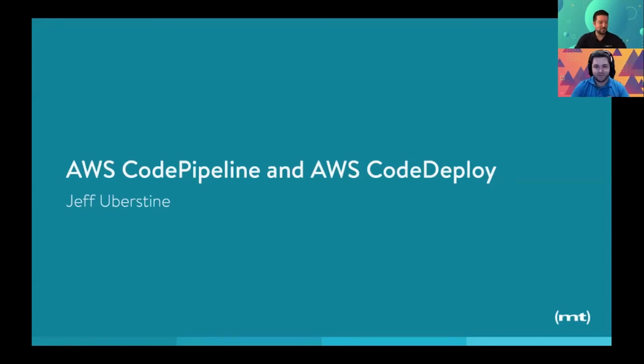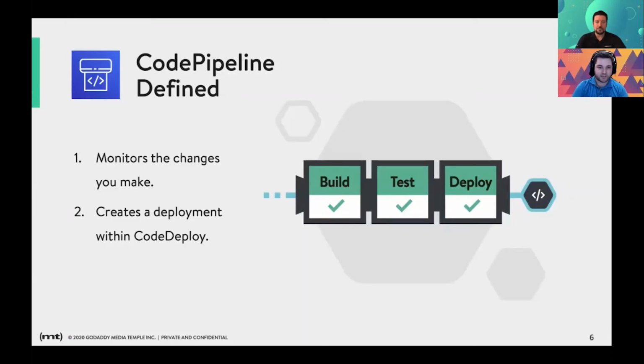Before we get into this, I just wanted to define some of the quick technologies that we're using. So on the next slide, what we're going to see here is one of the core services that we're using, which is CodePipeline. And in the context of this webinar, CodePipeline is one of the core services that will monitor for changes as well as creating the deployments in CodeDeploy.